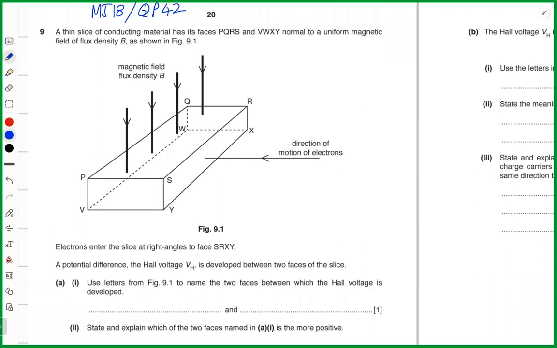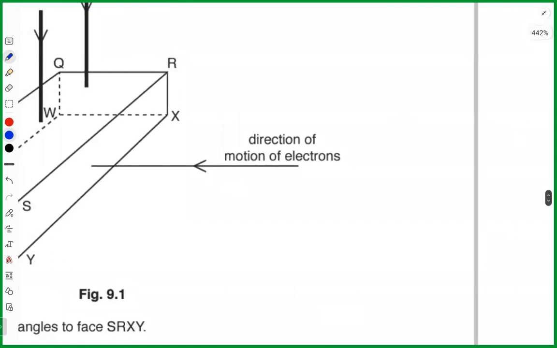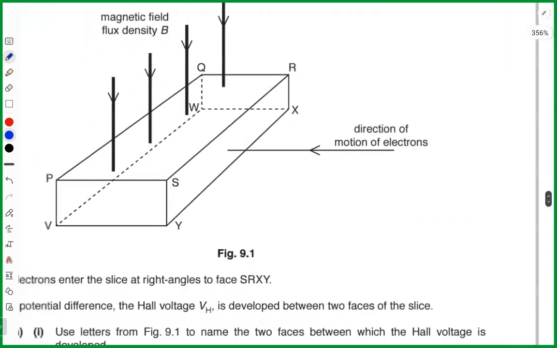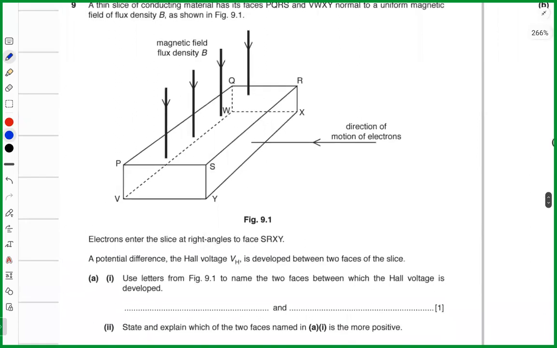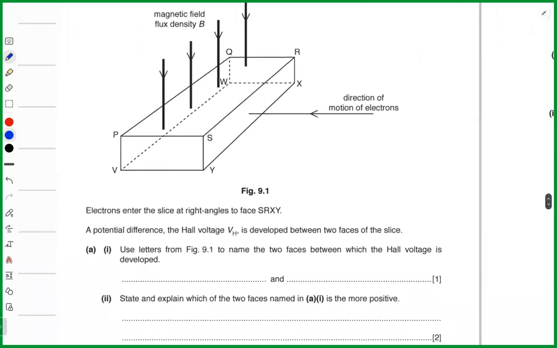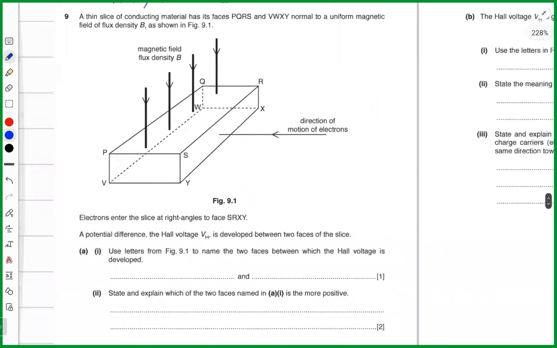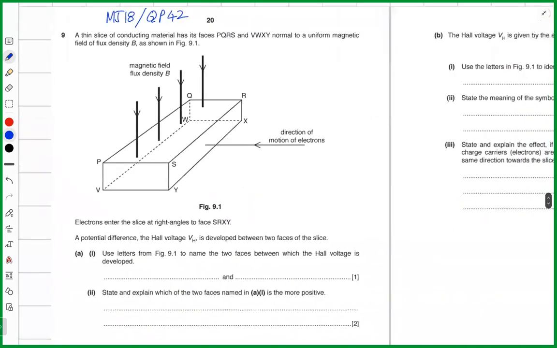passing through the metal strip perpendicularly. Now, this is the magnetic field and the direction the electrons are coming from is right. They go in. Electrons enter the slice at a right angle from the face SRXY. The potential difference, the Hall voltage V_H, is developed on the two faces of the slice. Use letters from the figure to name the faces between which the Hall voltage is developed.